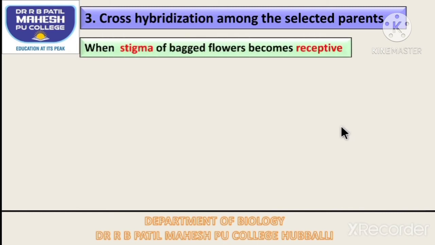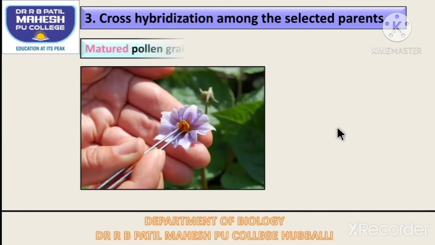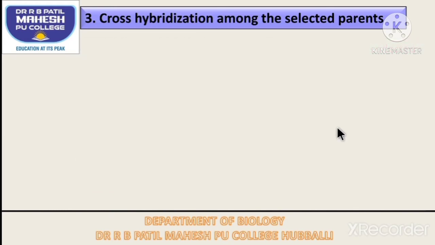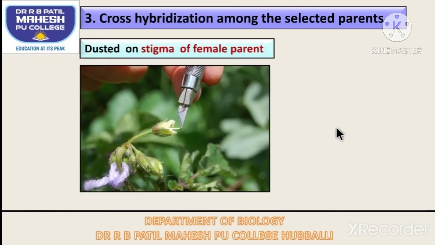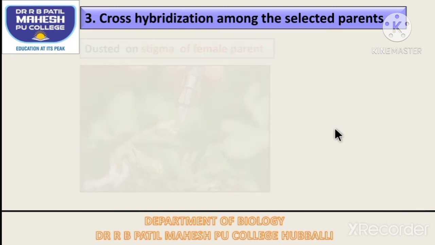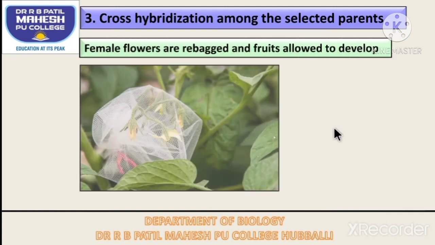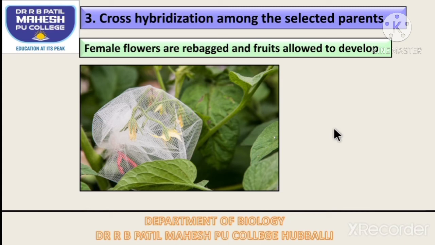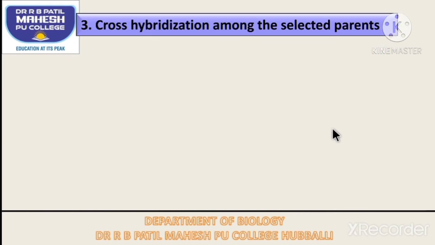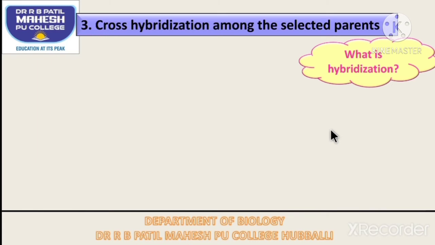When the stigma of the bagged flower becomes receptive, we are going to collect the anthers from the selected plant. Then we are going to dust the pollen grains onto the stigmatic surface. Again the flower will be rebagged, and allowed for the development of a fruit. That is, the flower is allowed for the development of what? Fruit.